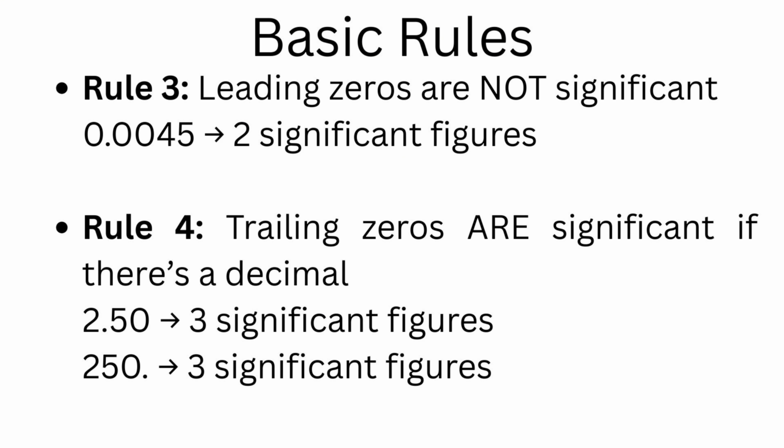Rule number 3. Leading zeros are not significant. For example, 0.0045. Only those 2 digits, 4 and 5, are significant. So there are only 2 significant figures. The leading zeros only locate the decimal point. That's their function. Rule number 4. Trailing zeros are significant if there is a decimal. For example, 2.50, 3 significant figures. 250 with a decimal point, 3 significant figures.